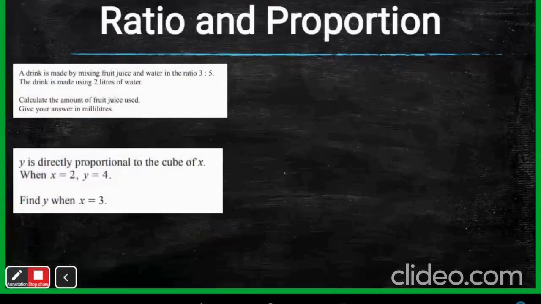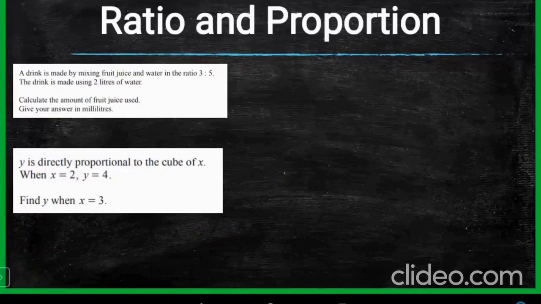So the next question we have: a drink is made by mixing fruit juice and water. The question is related to ratio now. Previously, we did the question related to proportion. Now this question is related to ratio. A drink is made by mixing fruit juice and water in the ratio 3:5. The drink is made up of 2 liters of water. Calculate the amount of fruit juice. Give your answer in milliliters.